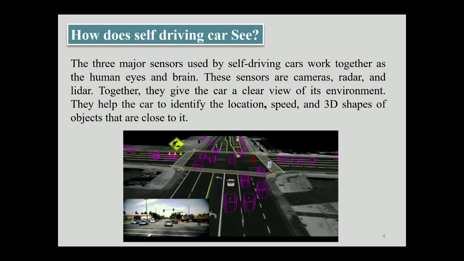The next question is how self-driving cars see. Means, how can they see the objects or cars? There are three major sensors used by self-driving cars, working together like the human eye and brain. These sensors are cameras, radar, and lidar. Together, they give the car a clear view of its environment. They help the car identify the locations, speed, and 3D shapes of objects that are close to it. Additionally, self-driving cars are now being built with inertial measurement units that monitor and control both acceleration and location.